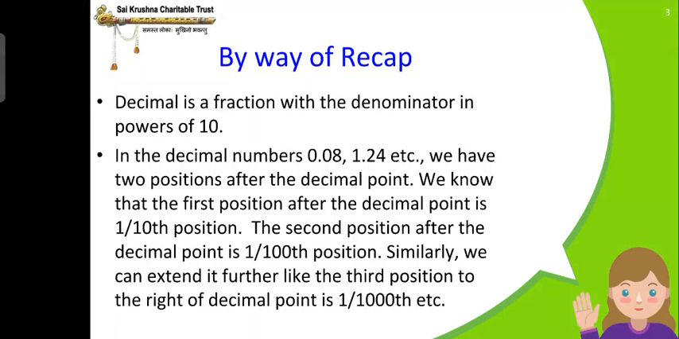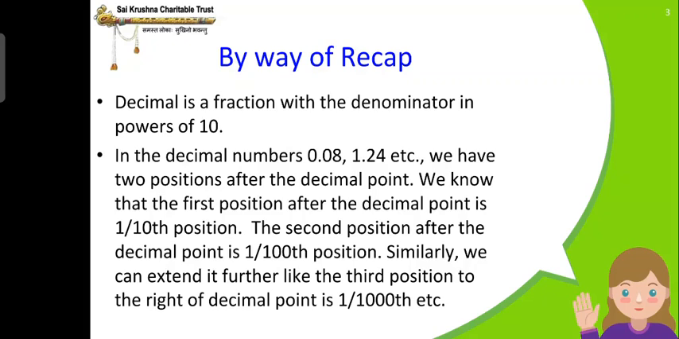So what do we mean by decimal? Decimal is a fraction with the denominator in powers of 10. Which means what? Decimal is also represented as a fraction, that is in p by q form. Okay, numerator and denominator. But what happens to the denominator? Denominator is in the power of 10, which means either it is 10, 100, 1000, etc.